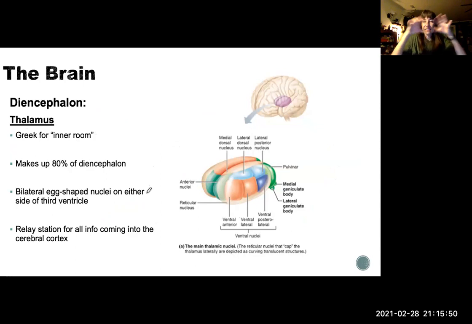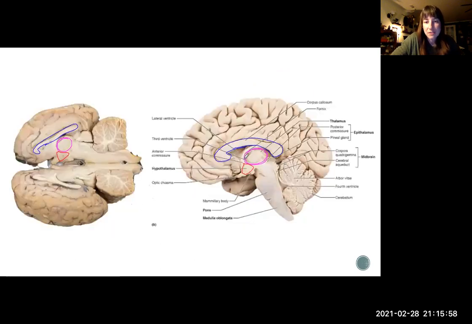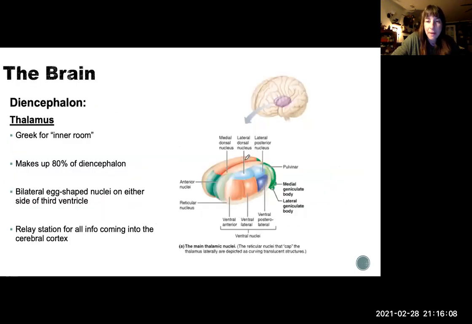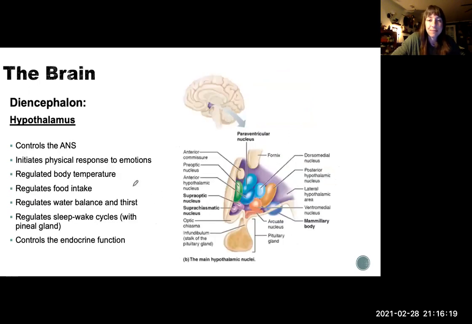It has two kind of lobes, so it's bilaterally symmetrical on either side of that third ventricle, okay? So the third ventricle is deep in there, or actually I guess it would be right here. Well, it's kind of hard to describe from this angle, but it surrounds the third ventricle. So the third ventricle is kind of in between the two lobes. And again, it is the relay station for all information coming into the cerebral cortex.